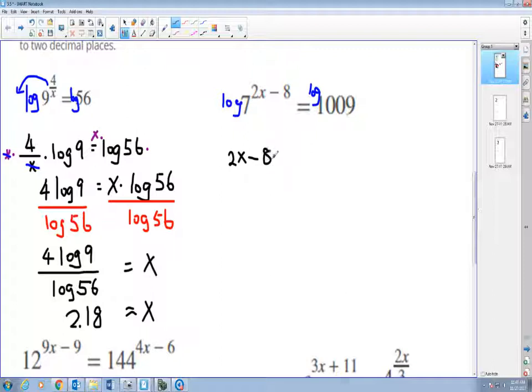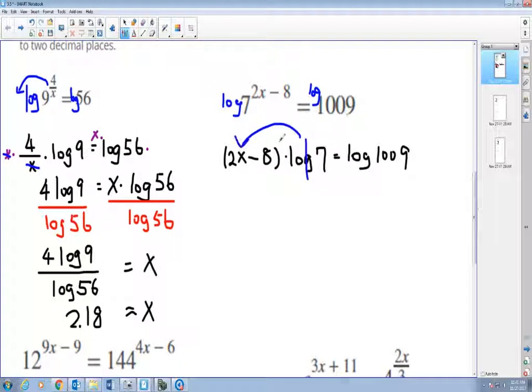Okay, this is 2 terms. Both of them will multiply the log of 7, equal to log of 1009. Now I'm not going to start doing distribution because that will make all these decimals way too ugly. Since I only have 2 terms at the moment, I'm going to divide both sides by the log of 7, so I can isolate 2x minus 8. If I divide, what I should have here is 1, and a 1 doing a distribution will isolate 2x minus 8.